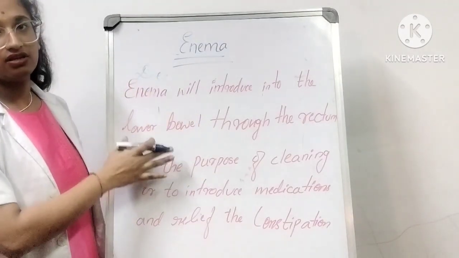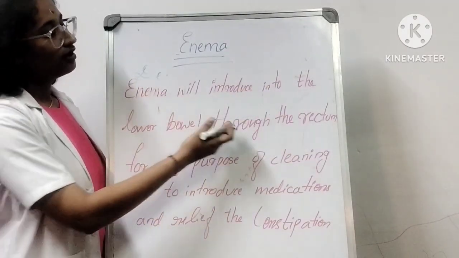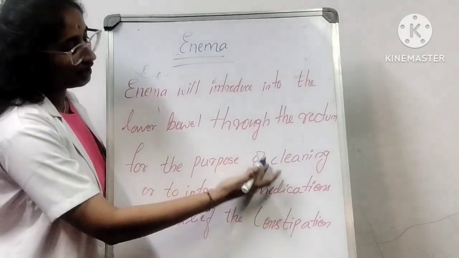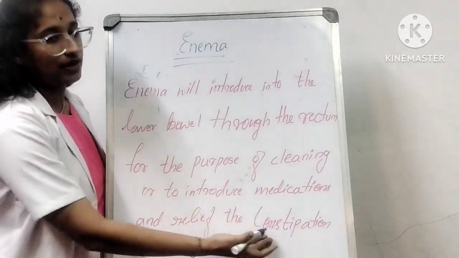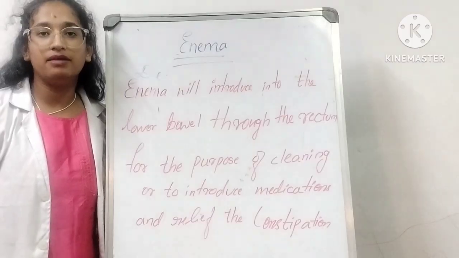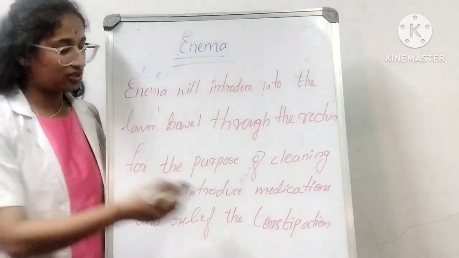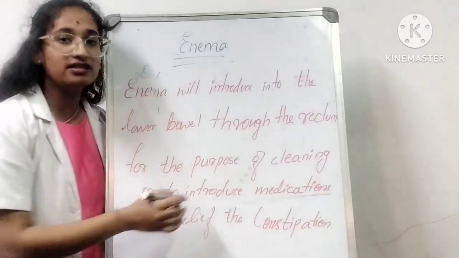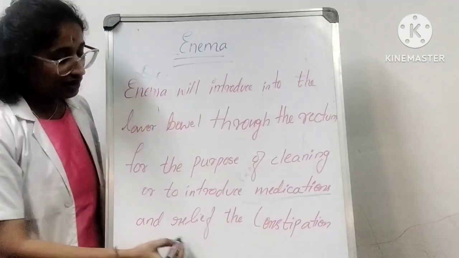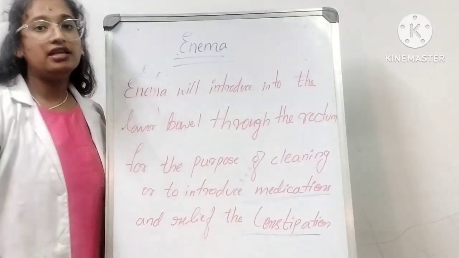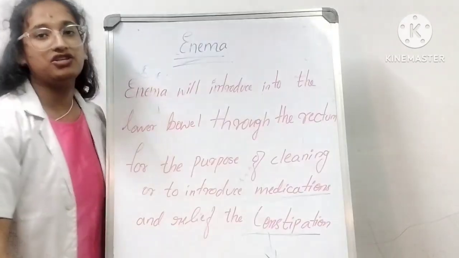What is the definition? Enemas are introduced into the lower bowel through the rectum for the purpose of cleaning, or for the introduction of medications, and to relieve constipation. Why do we introduce medications? They relieve infection or inflammation, and they also relieve constipation in severe cases. So enemas will be introduced and they will reduce constipation.